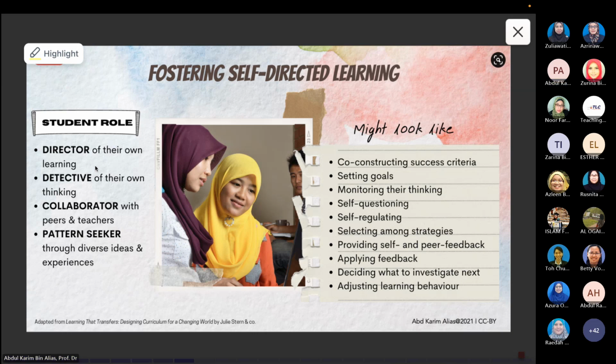You have the responsibility. You take the ownership. This is for me. This is for my personal development. This is for my self-growth. You are a detective of your own thinking. So this is what we call metacognitive. You always reflect. You always think about your own thinking. So sometimes people say metacognitive is thinking about thinking. You think about your own kind of thinking process.